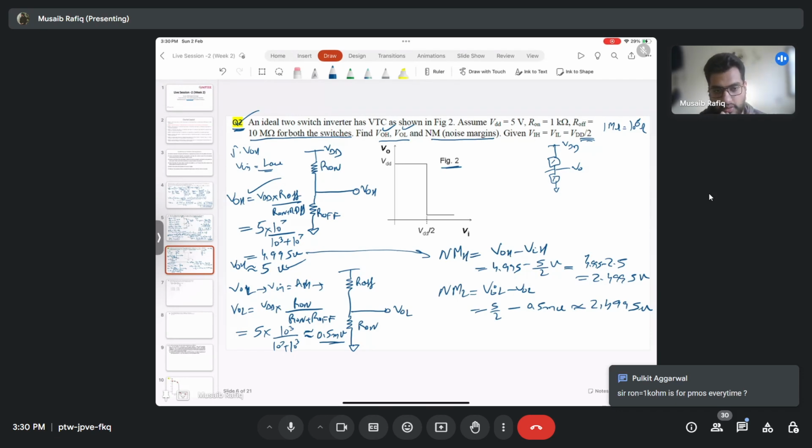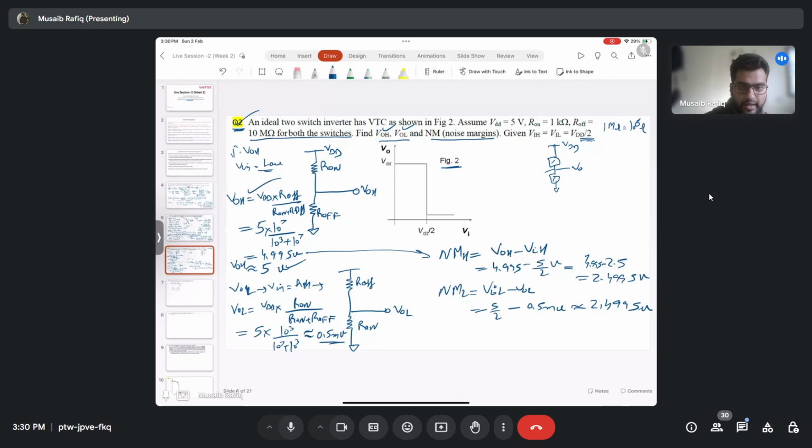No, it's not for every time. So first take this case. First of all, just clear in your mind, here it's written a two switch inverter, right? So you can't say a PMOS or an NMOS. The condition was two switch inverter. We have a pull up device and a pull down device, or you can say a pull up switch and a pull down switch, and one of them is on and the other one is off. Once one is on, it has an R on resistance of 1 kilo ohm, and the other has an R off resistance of 10 mega ohm.